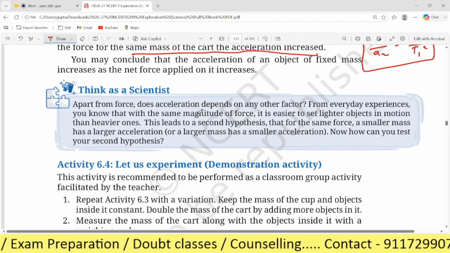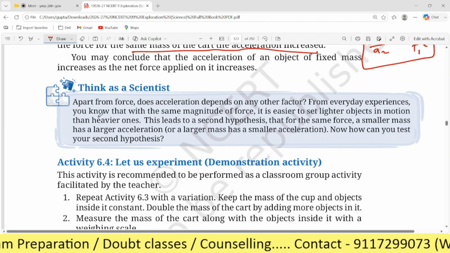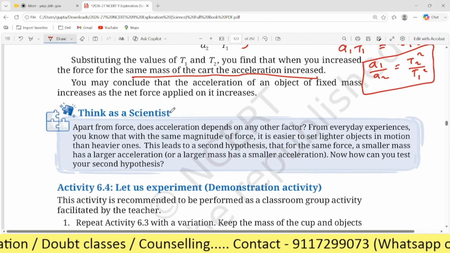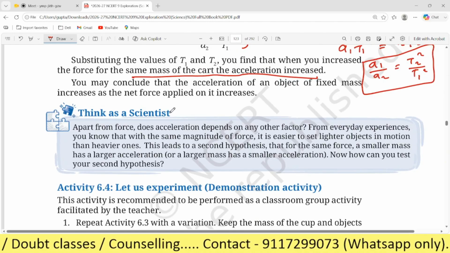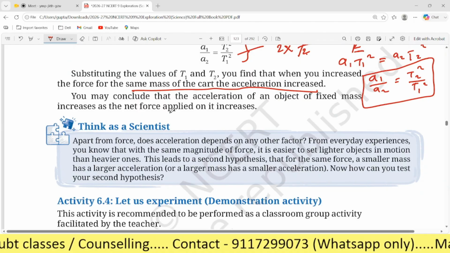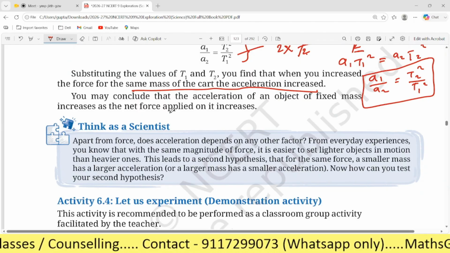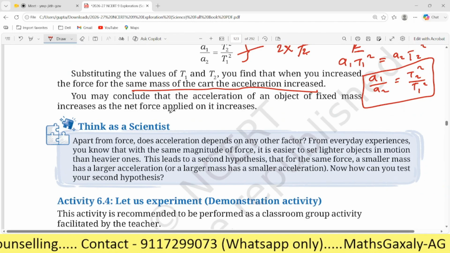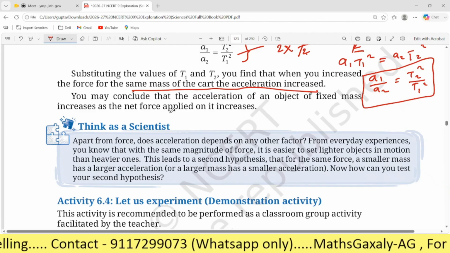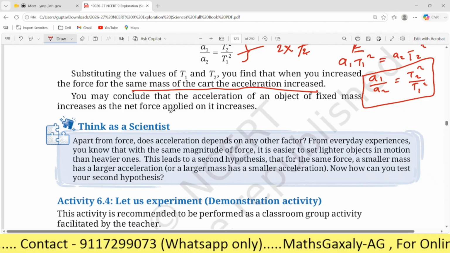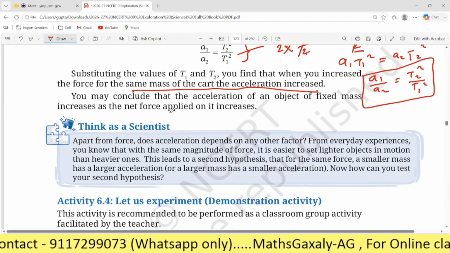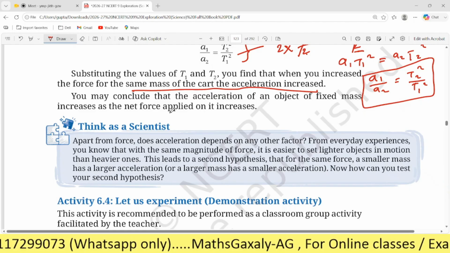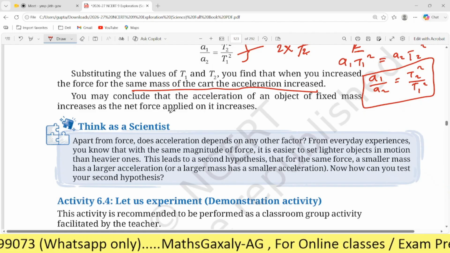Now think as a scientist: apart from force, does acceleration depend on any other factor? From everyday experience, you know that with the same magnitude of force, it is easier to set lighter objects in motion than heavier ones. This leads to a second hypothesis that for the same force, a smaller mass has a larger acceleration, or a larger mass has a smaller acceleration.